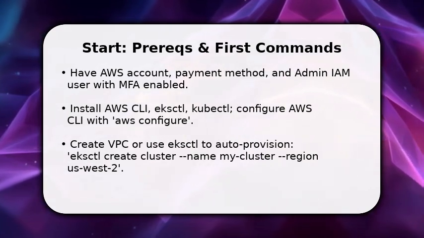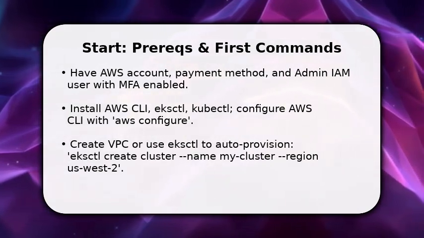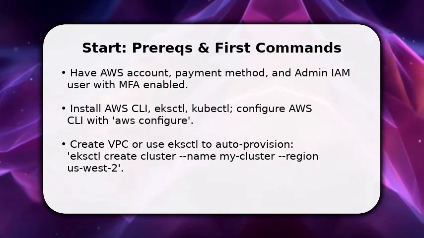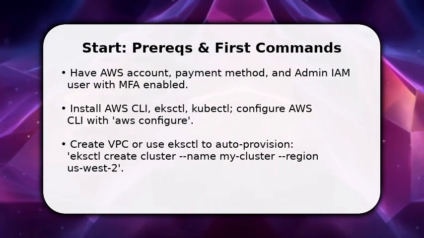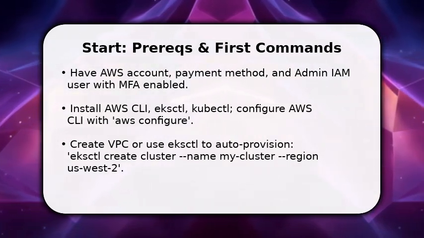This command provisions control plane and defaults for networking. Make sure you set the desired region and name. After eksctl finishes, verify kubeconfig is updated, so kubectl can talk to the new control plane.